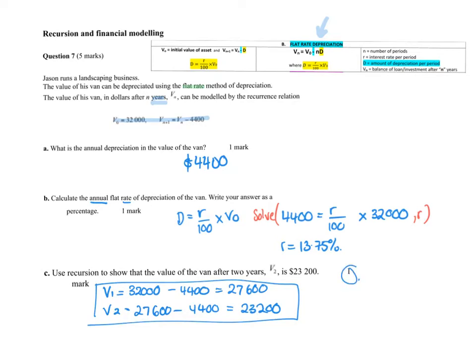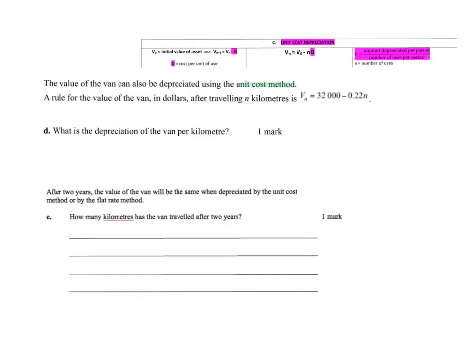The value of the van after 2 years was 23,200. Okay, the value of the van also can be depreciated using the unit cost method. So I've gone and got the unit cost formula. And the rule for the value of the van after travelling n kilometres is this rule here.